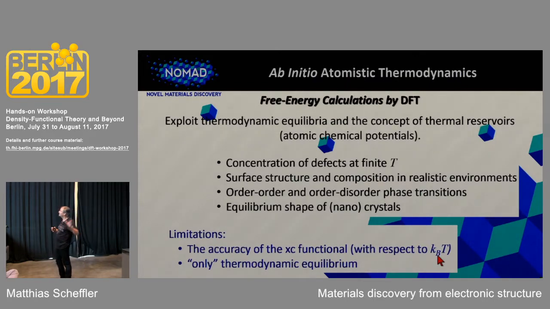But on the other hand, what helps you is that at the end you're looking at total energy differences. In a phase transition, you want to understand this phase compared to a different phase with the same type of atoms. And in this energy difference, in fact, a lot of these errors really cancel. And that's why this approach of ab initio atomistic thermodynamics was so successful.